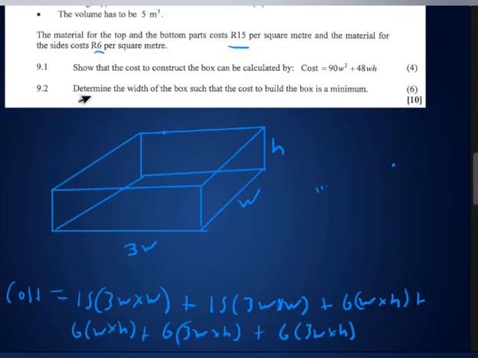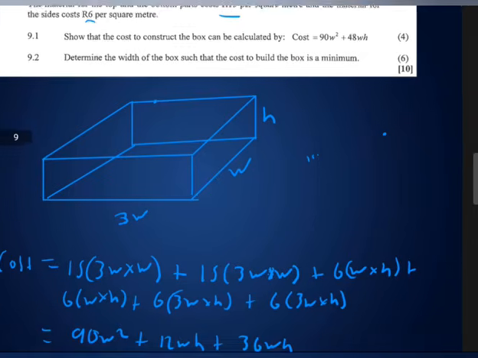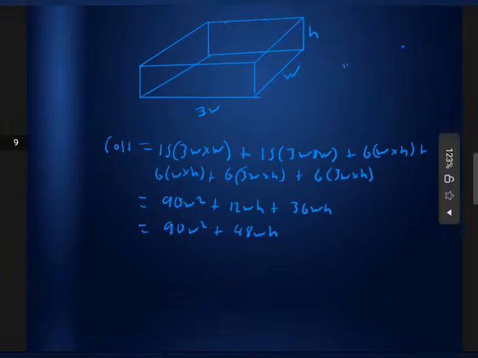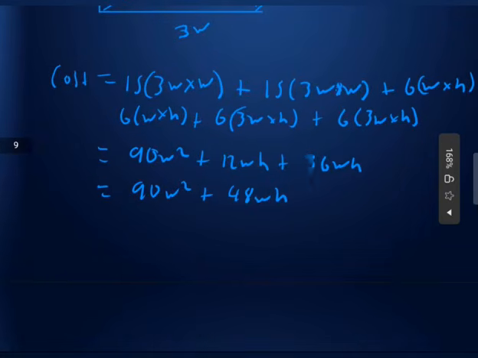So now they say determine the width of the box such that the cost to build the box is a minimum. So we want the value of W that will cause the cost to be minimum. Because they're asking for W, it means we have to find a way to get rid of H. The only way to get rid of H is to make it the subject of the formula using another formula. Remember, two unknowns, two formulas. So this is the cost, which is surface area. And then we need another formula, which is the volume, because we're dealing with a 3D shape.